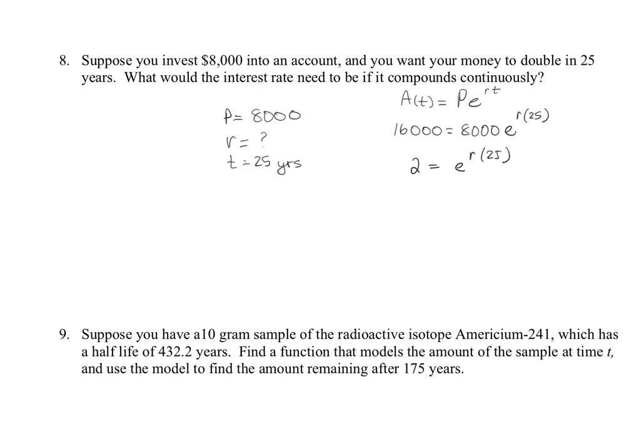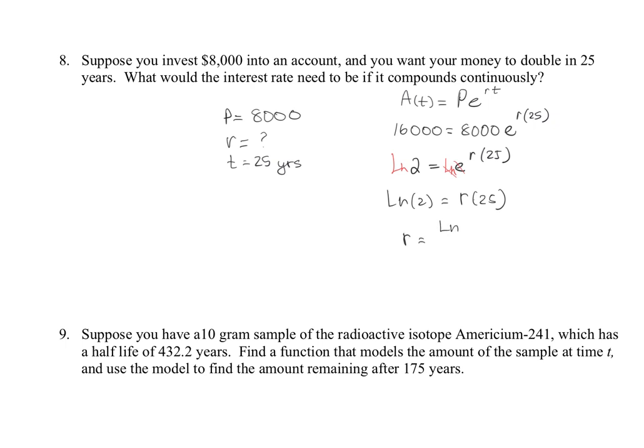Now we need to cancel the base e so that we can solve for the variable. Remember, we can't solve for a variable if it's an exponent, so cancel the base. In this case, we use natural log to cancel base e. So the natural log of 2 is equal to r times 25. So we divide both sides by 25.